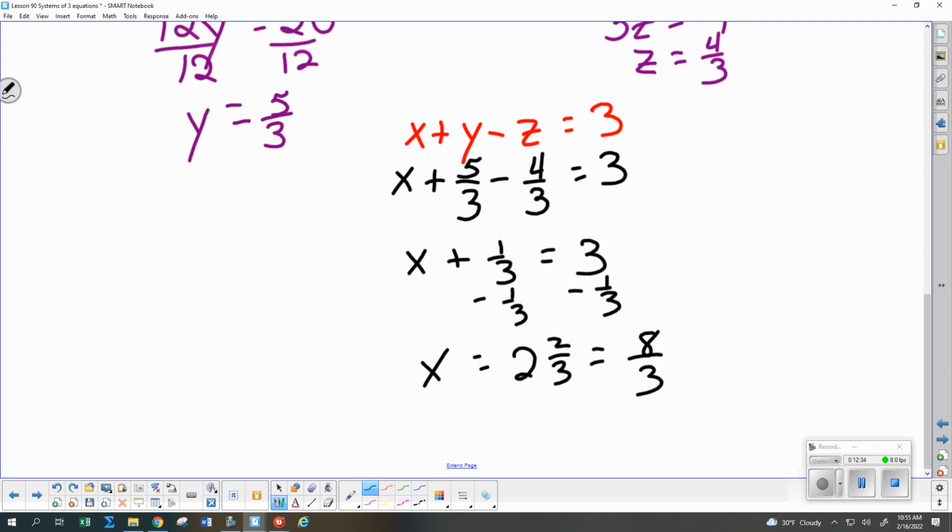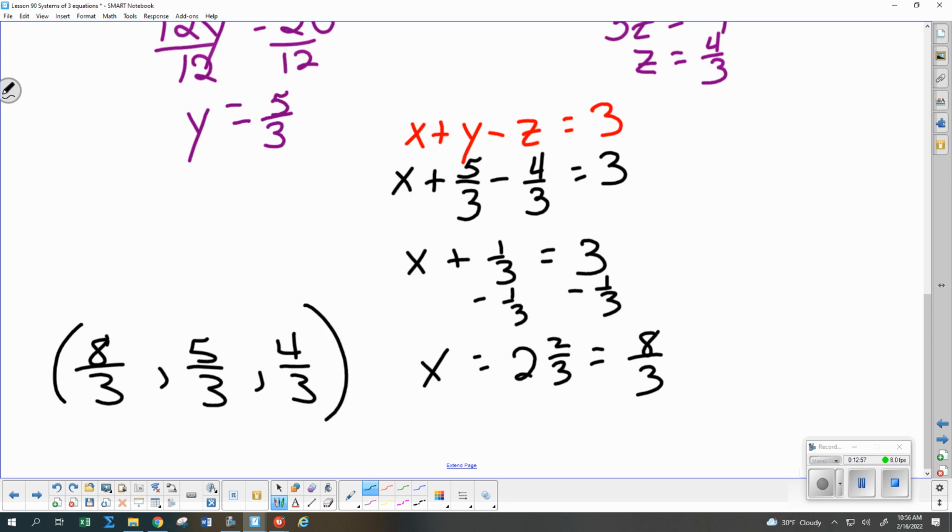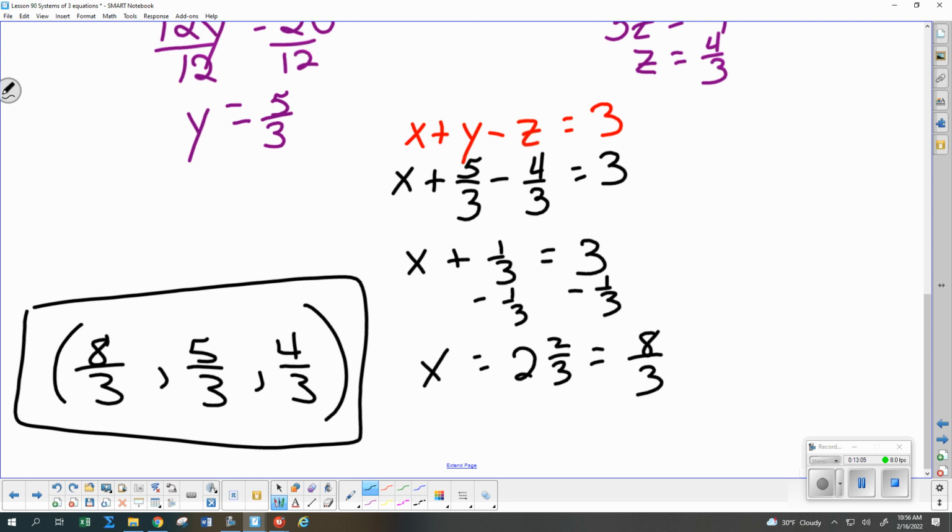And x is 2 and 2/3, or 8/3. And I'm not quite finished because we're not going to leave it x equals, y equals, z equals. We're going to write it as a triple. And we have to make sure we get them in the right order. X was which one? 8/3. Y was which one? And z was which one? And I did change my x to 8/3 since my other two were already improper fractions, and that way I was just consistent. Anybody with questions there?